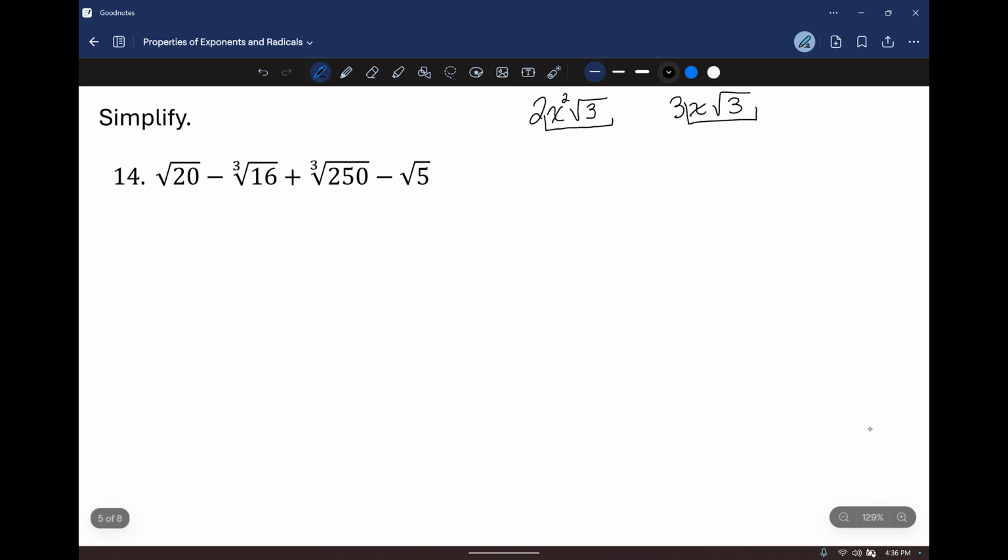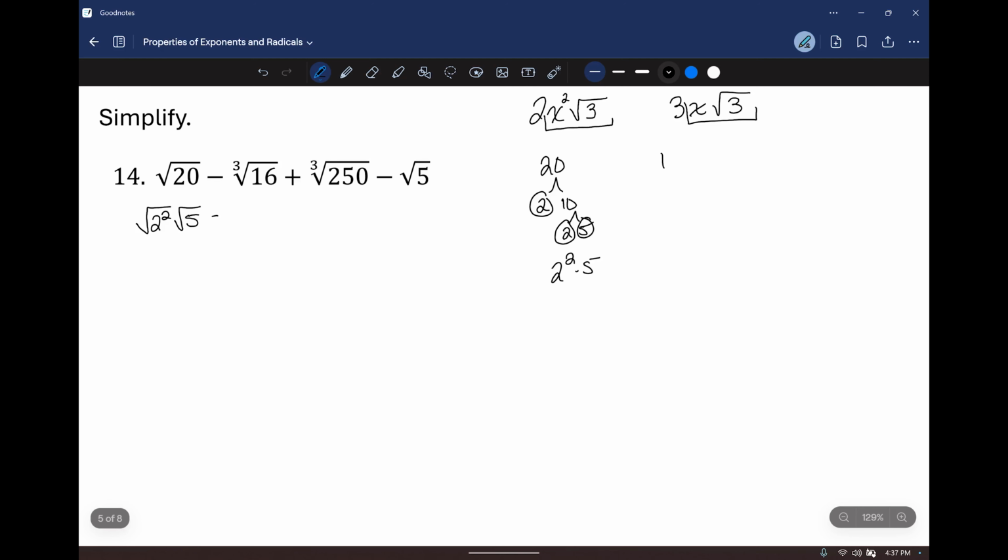So I'm going to take 20 and do my factor tree. 20 is 2 times 10. 10 is 2 times 5. So I have 2 squared and a 5. 2 squared would be a perfect square. 5 would be the number that's going to stay under the root. So I have the square root of 2 squared times the square root of 5.